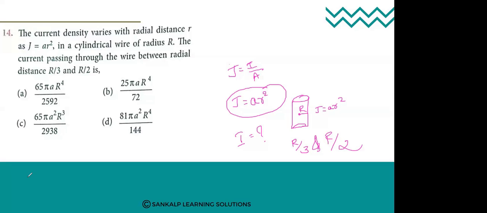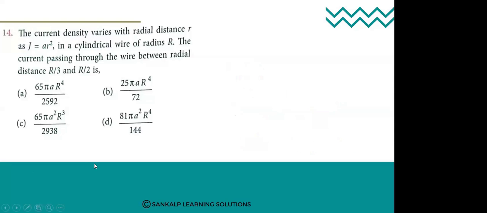Whenever you have an equation type question, either you need to differentiate or you need to integrate. Maximum times, such questions can be solved by either the integration or the differentiation method. Here the current density equation is given in the question: J is equal to A r square. As we know, the basic equation for current density is current per unit area. Therefore, current I is equal to J into A.